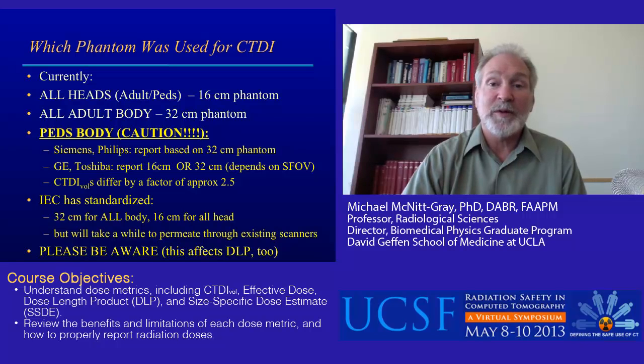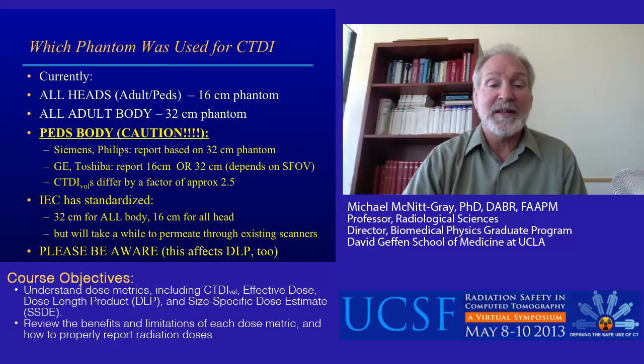Okay, so which phantom was used for CTDI? Currently, all manufacturers for head exams, either adult or pediatric, use the 16 centimeter phantom. All adult body scans report with the 32 centimeter phantom. Sometimes there is confusion about the pediatric body phantom, so you should be careful when looking at pediatric body scans. Siemens and Philips have reported this CTDI of All based on the 32 centimeter phantom. GE and Toshiba have reported either 16 or 32 centimeter phantom, depending on the scan field of view.